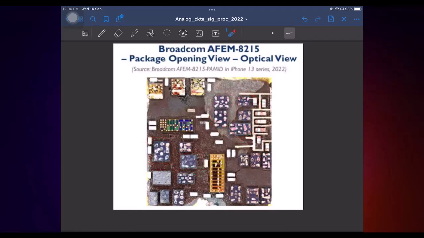And now with this N-path filter, we have an opportunity to eliminate all these off-chip filters and make it much more compact, right?